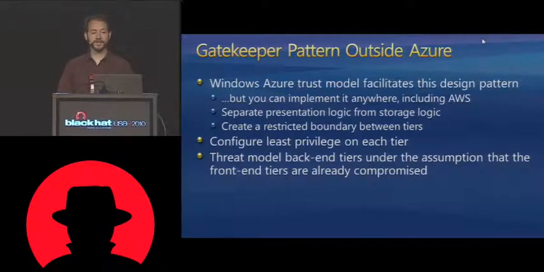You configure least privilege on each tier. In addition, when you're threat modeling back-end tiers, do it under the assumption that the front end's already compromised. Your front end is across a trust boundary. Even though you don't mean for it to be a trust boundary, it is one.